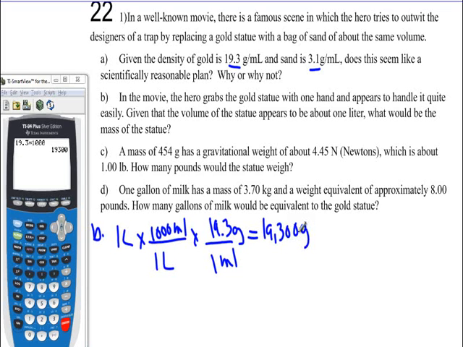Part C says a mass of 454 grams has a gravitational weight of 4.45 newtons, which is about 1 pound. How many pounds would the statue weigh? Okay, so I can take this mass, this is part C then, and I can take that number of grams and say 454 grams is 1 pound, right?